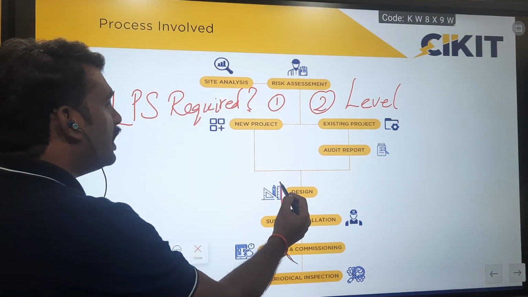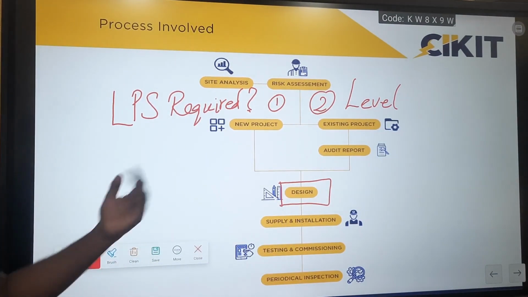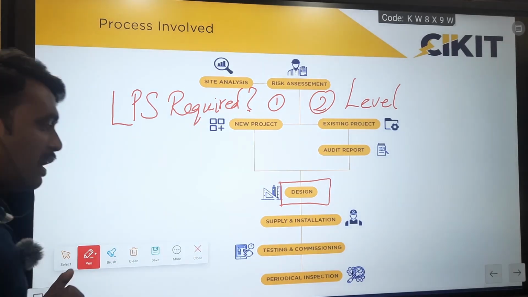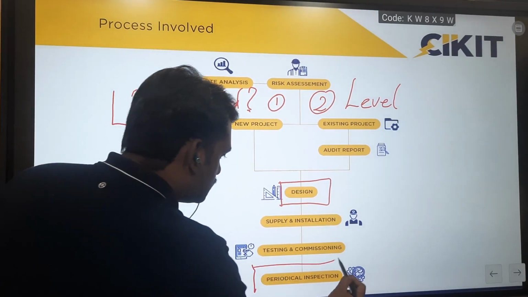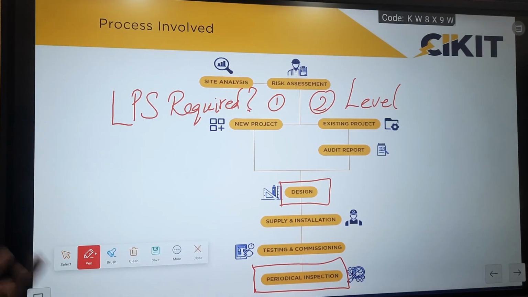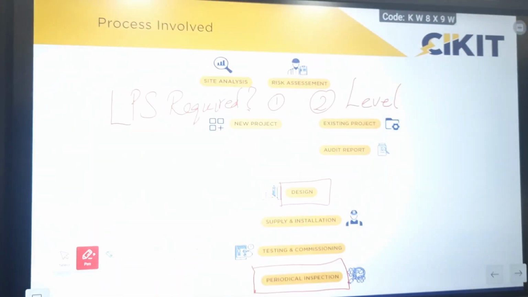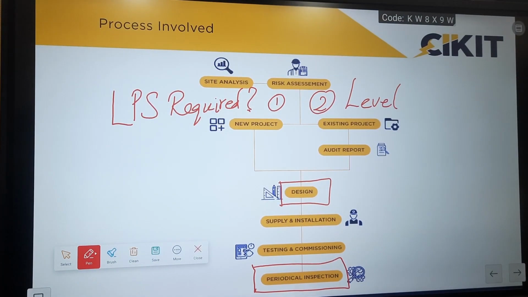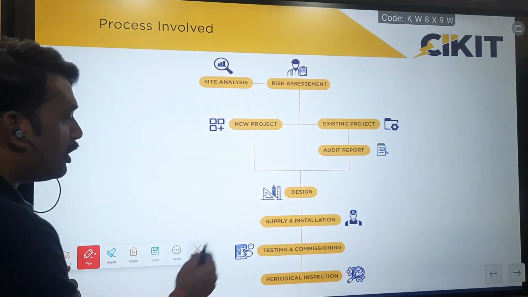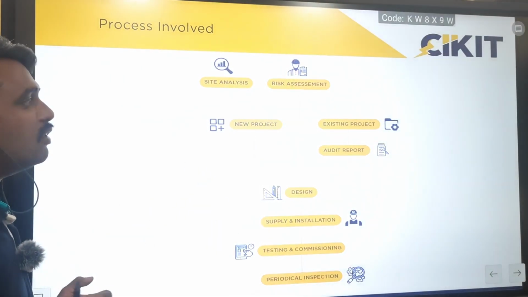Based on the output only, we have to perform the design. Based on the design, we have to supply the material, and there has to be proper coordination between the material supply and installation. The most important part in a lightning protection system is the periodical inspection. Many people will install the lightning protection system and they won't do proper maintenance. All these components are installed outside the building and they are more prone to corrosion. So we have to perform periodical inspection to ensure the proper working condition of those components. Periodical inspection is very important in the case of a lightning protection system.